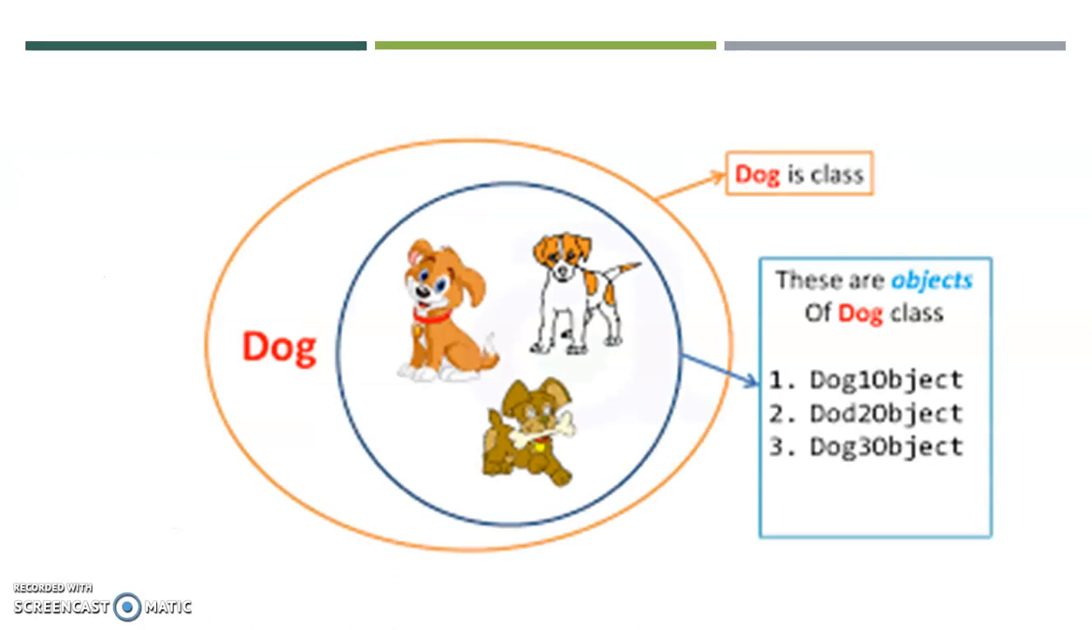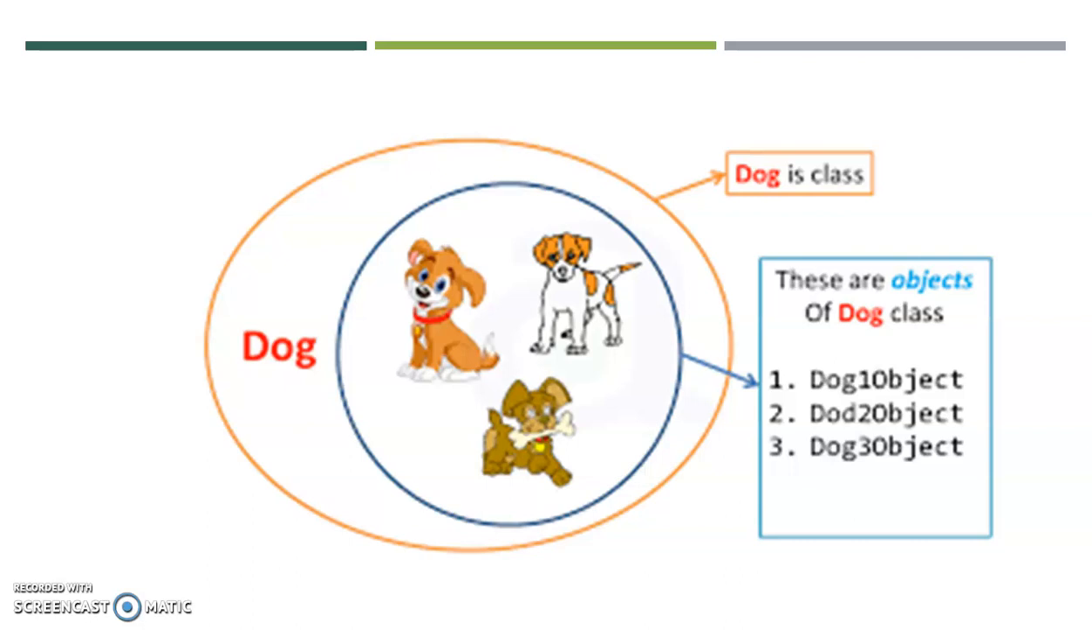Again we'll come to the same example of the dog class. When we say a dog is a class, the attributes of the dog we have discussed earlier: breed, size, shape, age of the dog are the attributes. Functions of the dog class are barking, eating, sleeping, running, etc. So when I say dog 1 object, dog 2 object, dog 3 object, dog 1 object will have a different name, with different values for the same attributes.